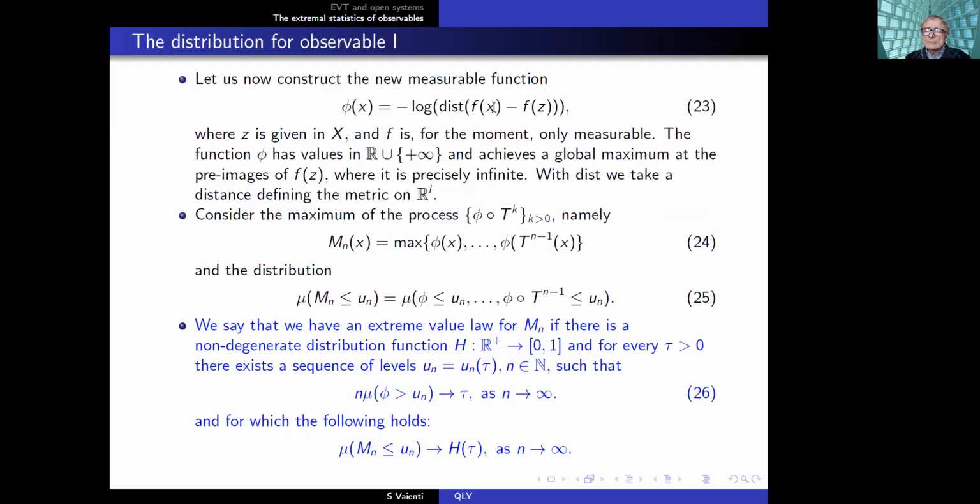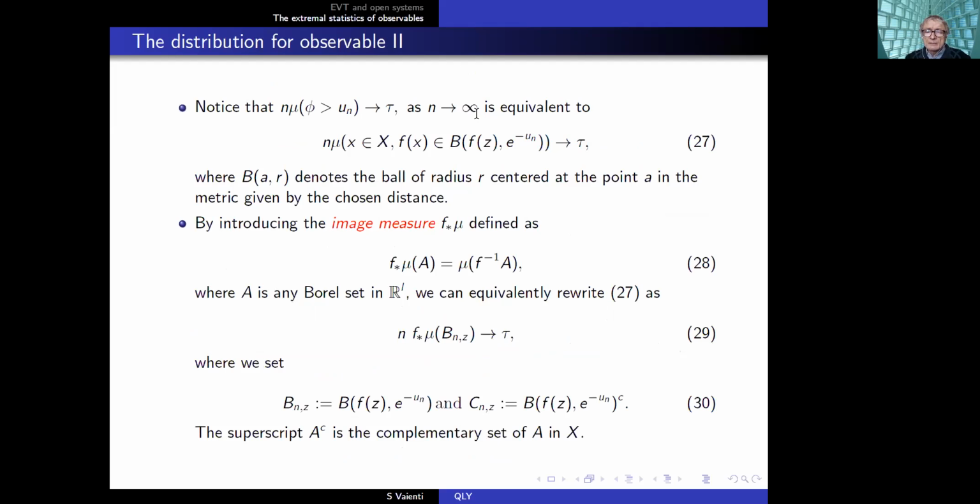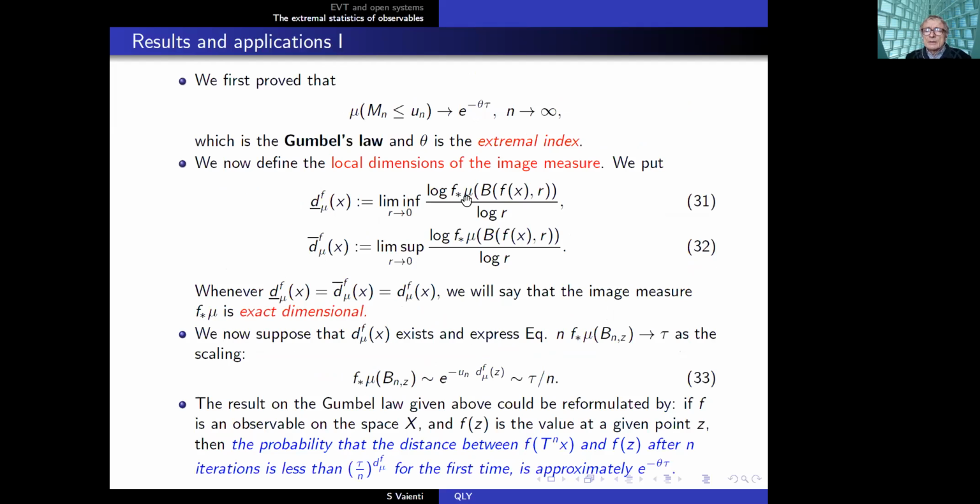If we study this observable, then the boundary levels, which are these numbers here which I introduced before, are related to the local dimensions of the observable f. Just a few words. The local dimensions of the observable f are defined in this way. So this is the image measure. Basically, this quantity here is the measure mu of the preimage of this ball by the function f. They are called local dimensions of image measures.